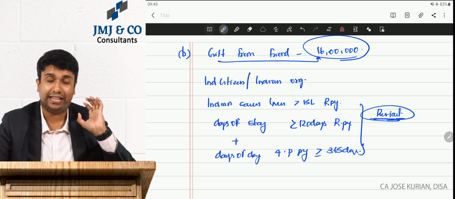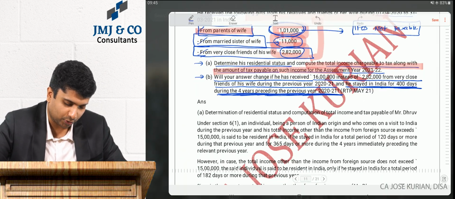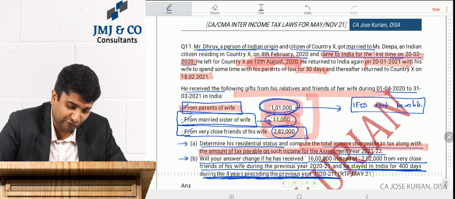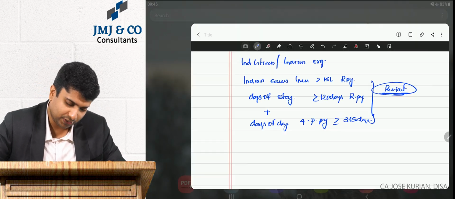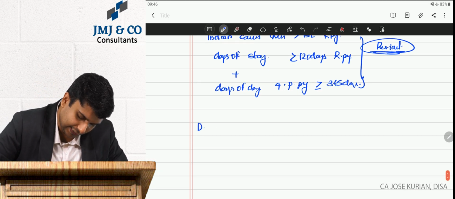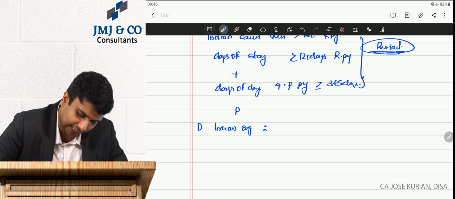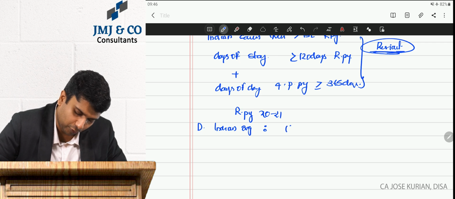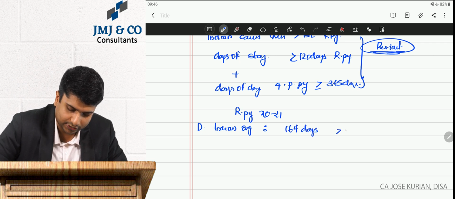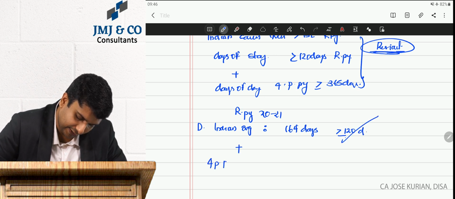And in this alternative, his gift from friends is 16 lakh. So Indian sources income would be definitely more than 15. Alright, and let's see whether he is an Indian citizen or of Indian origin. That's what we have to check. Mr. Dhruv, a person of Indian origin. The question very clearly states that he is a person of Indian origin. So Dhruv is of Indian origin. And we know this is number of days of stay in the relevant PY. We have already computed, that is in the previous year 2021, he is in India for 164 days. So it is more than or equal to 120 days. So that condition is satisfied. Along with that, for preceding previous years, as per this question, his total number of days of stay in India is 400 days.